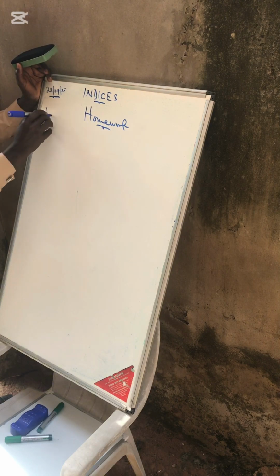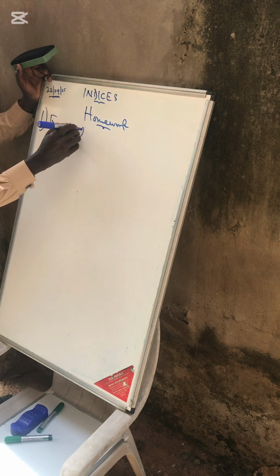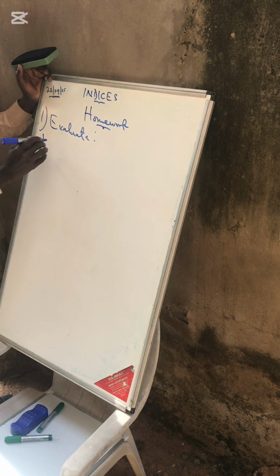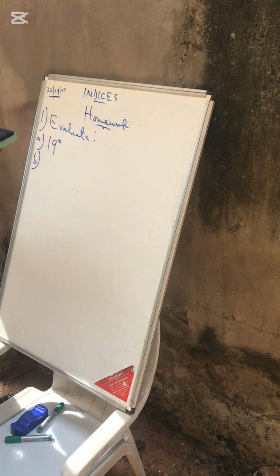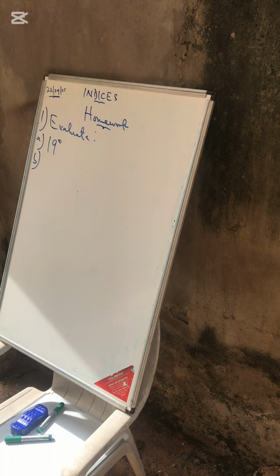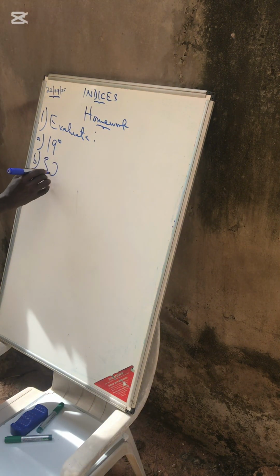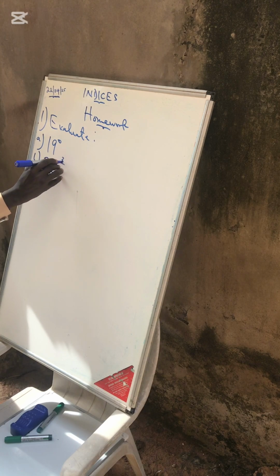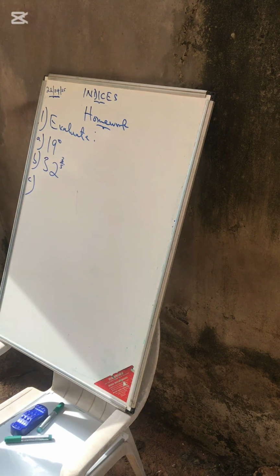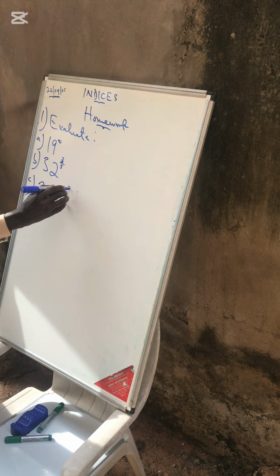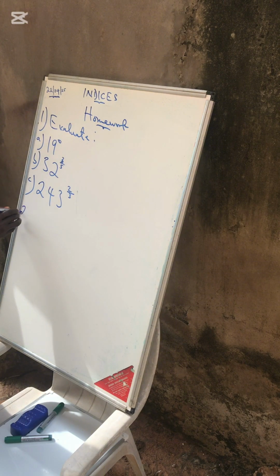Evaluate. Number 1. Evaluate. A: 32 raised to power 1 over 5, raised to power 3 over 5. You cannot see, don't worry, just copy it from here. That's 32 raised to power 3 over 5. B: 243 raised to power 2 over 3.